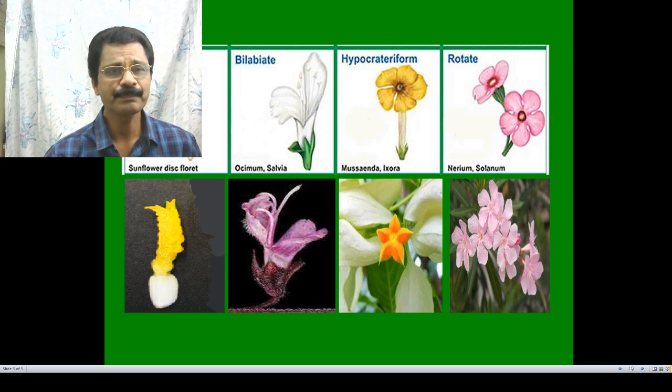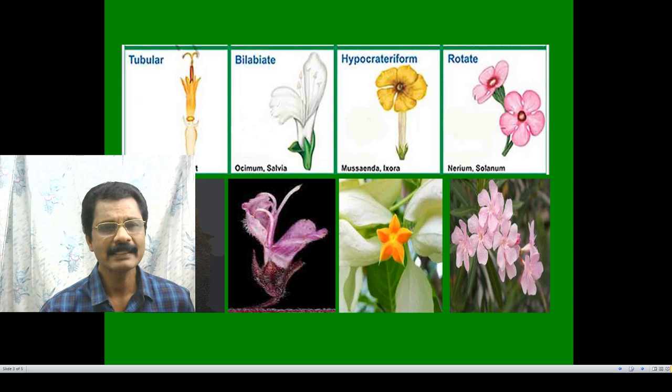Then tubular corolla. As in the case of Asteraceae members, there you can see two types of flowers called disc florets and ray florets. Disc florets are otherwise called tubular florets, tubular corolla. As in the case of sunflower, tubular florets are usually found at the center, and ray florets are arranged towards the periphery. Tubular florets are not very attractive, but the ray florets are very attractive. They can attract agents for pollination. And here you can see the tubular florets, tubular corolla.